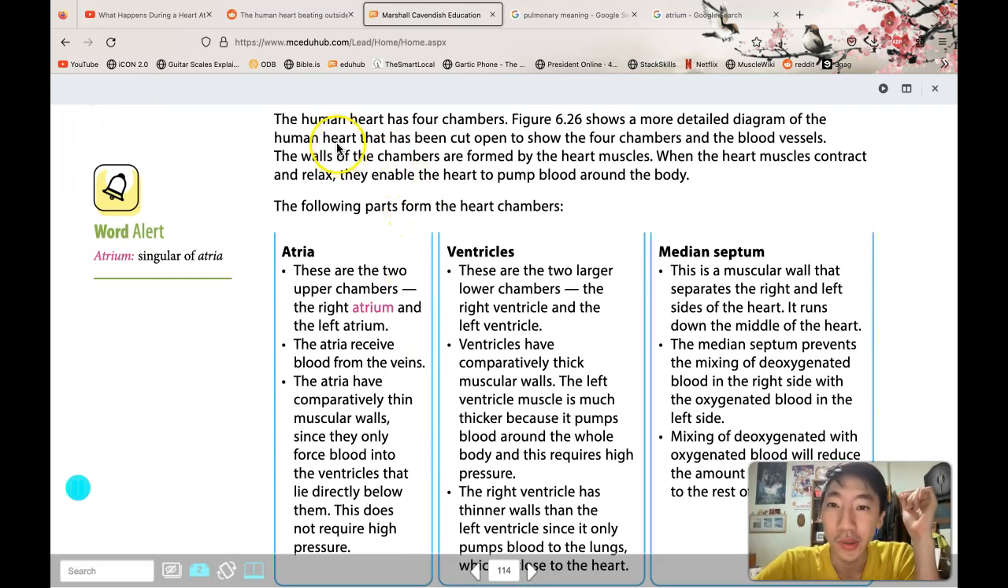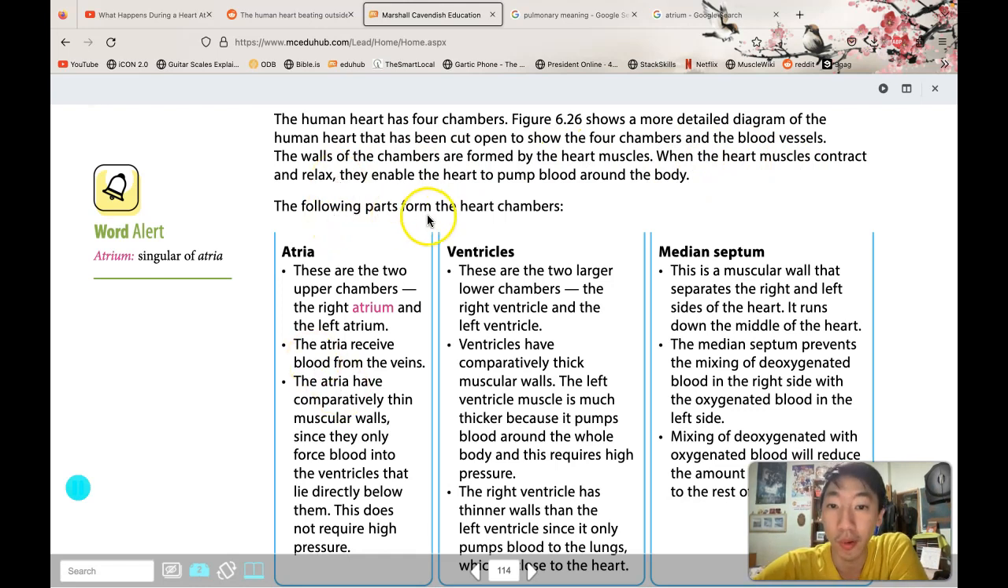Okay, so the human heart has 4 chambers, and this figure shows a more detailed diagram of the human heart that has been cut open to show the 4 chambers and the blood vessels. The walls of the chamber are formed by the heart muscles. When the heart muscles contract and relax, they enable the heart to pump blood around the body.